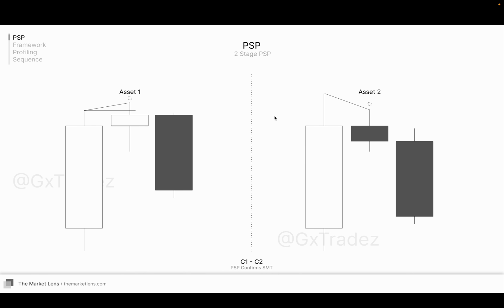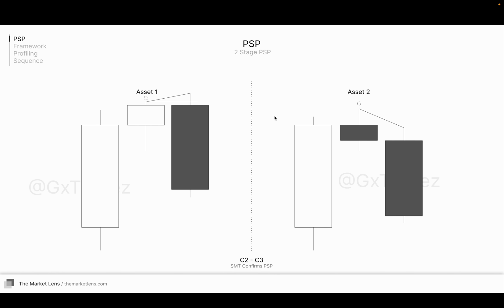So now let's get into the next type of precision swing point. And it's essentially the same thing, but a Kraken correlation between candle 2 and candle 3. So this is where we do not have SMT between candle 1 and candle 2, but we have a PSP, and the PSP is confirmed by the SMT. So it's swapped from the last one we just saw. And this is also a two-stage PSP.